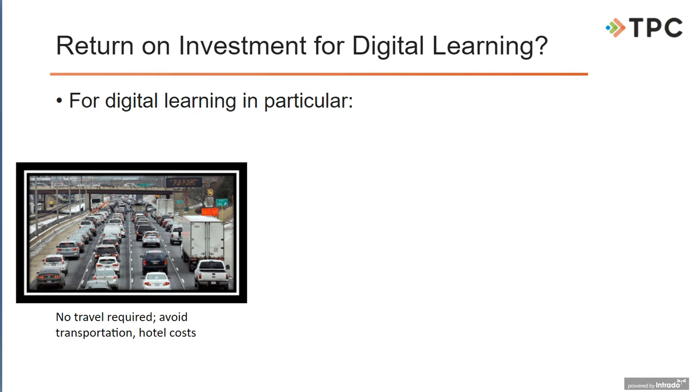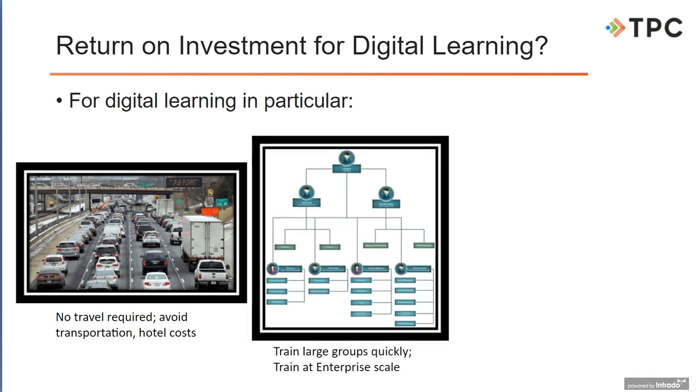Travel is an issue, particularly in today's day and age where lanes can be crowded, highways can be crowded. And hotel and transportation costs add up very quickly. Not anymore. As long as you have an internet connection and a mouse, you can be doing some really high impact learning across, and this is the second one, across large teams.